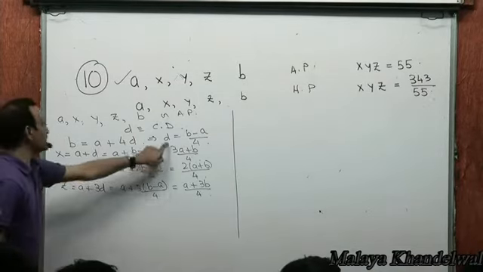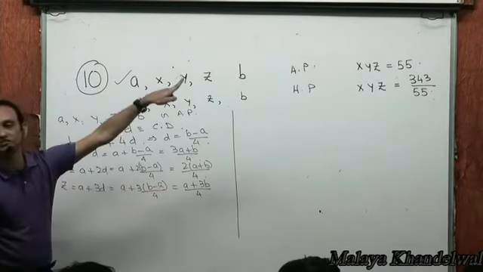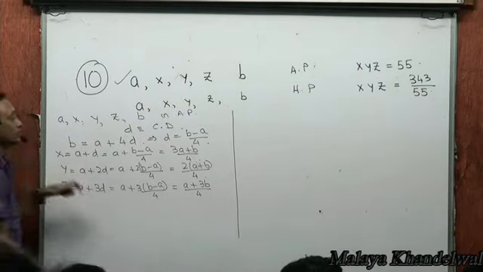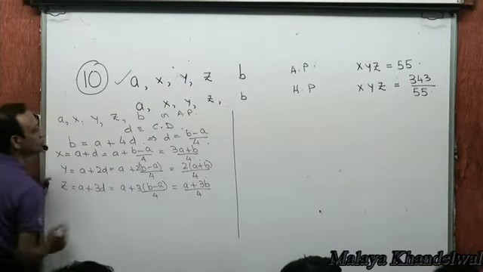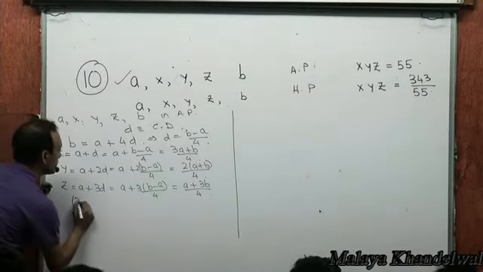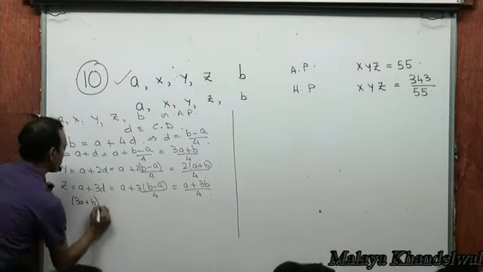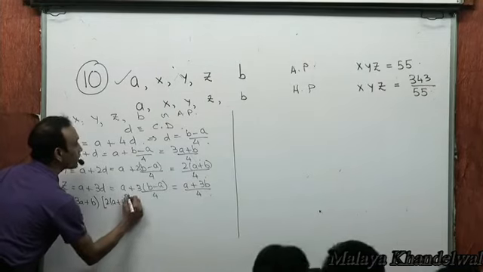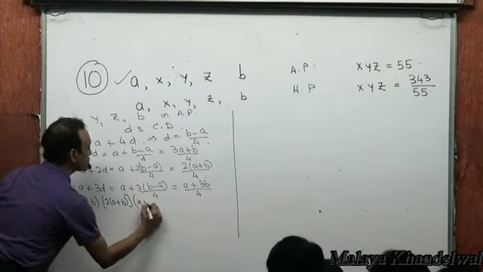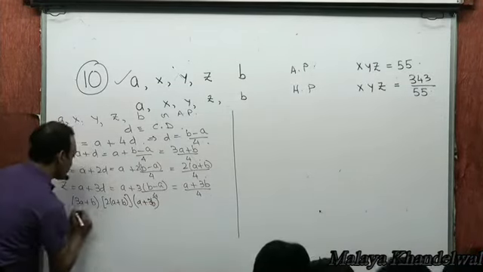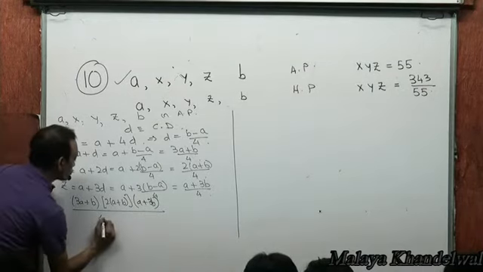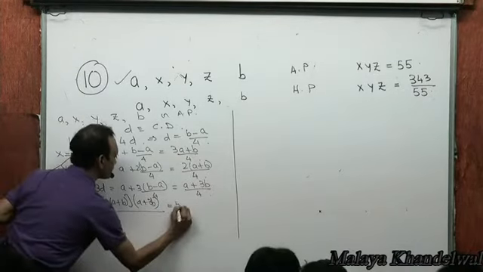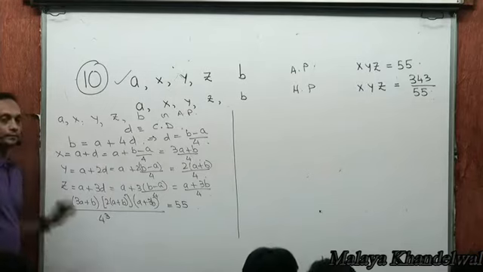And xyz is given to be 55 in this situation. So this into this into this is given to be 55. That means (3a plus b) into twice (a plus b) into (a plus 3b) by 4 cubed is 55. Right?